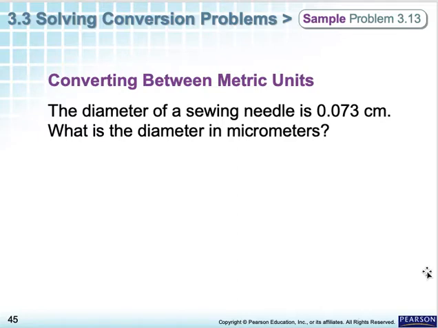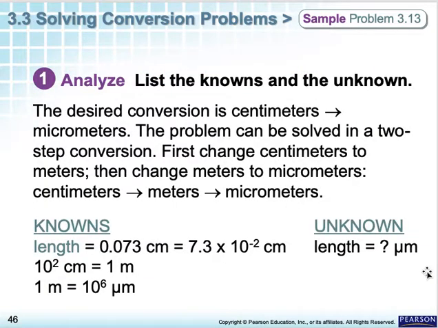So, what is the diameter of a sewing machine needle? The diameter of a sewing machine needle is 0.073 centimeters. What is it in micrometers? So we would do this using our chart. And since centimeters is times 10 to the negative 2, and micrometers is times 10 to the negative 6, negative 2 minus negative 6 is positive 4. So I would say for 1 centimeter, there's 1 times 10 to the 4th micrometers.